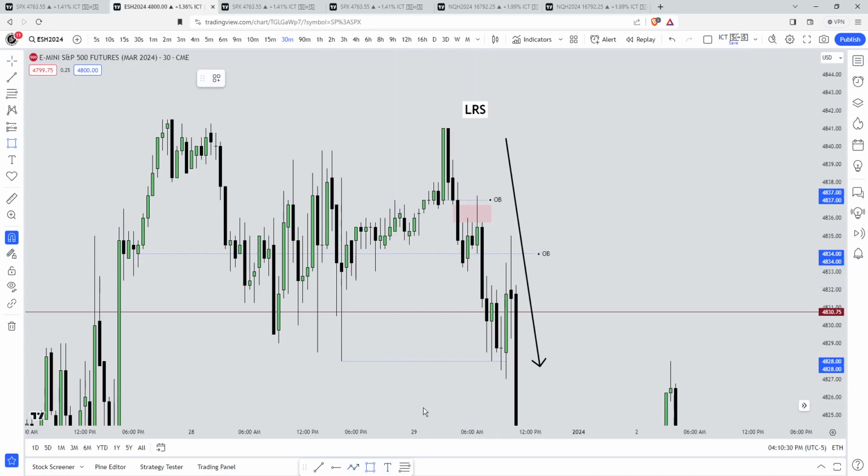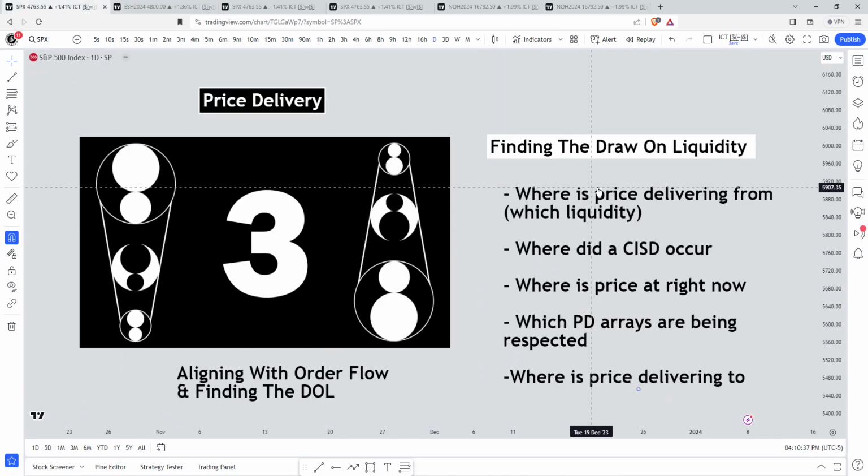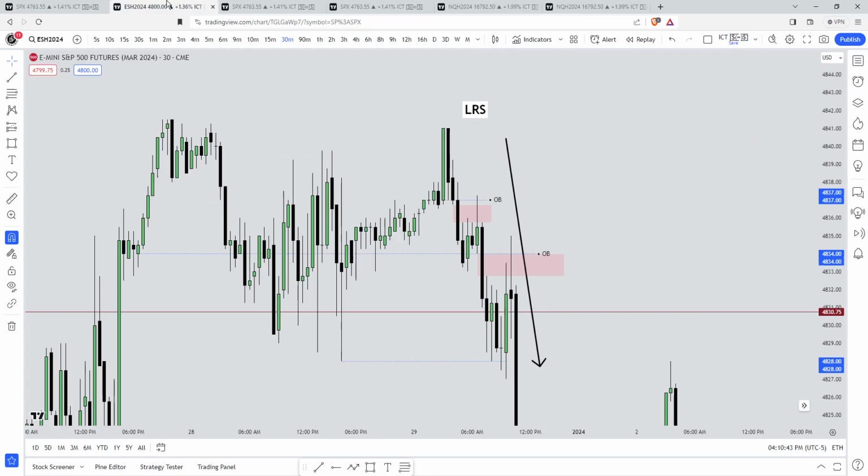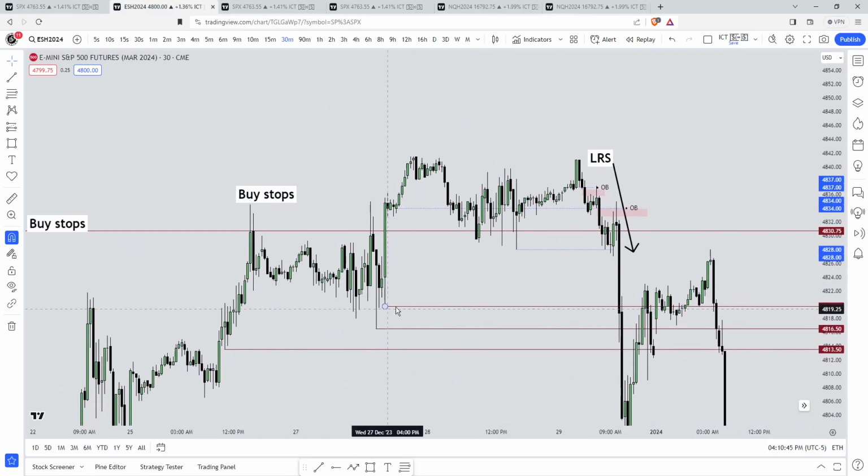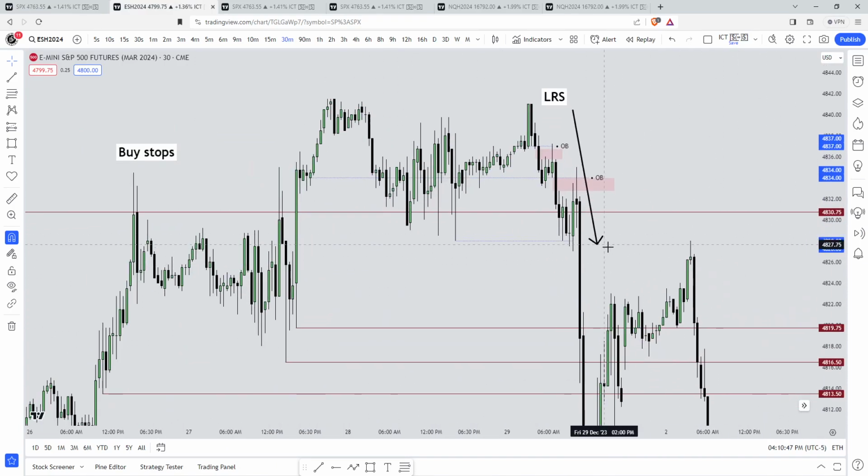So I'm anticipating for these bearish PD arrays to potentially be respected in here. Okay, so it's followed the criteria so far. It's delivering from the buy stops. It created a bearish change in the state of delivery. Okay, bearish PD arrays are being respected. And then we have all of these relative equal lows below. So in my opinion, that's going to be the next likely draw to the downside.